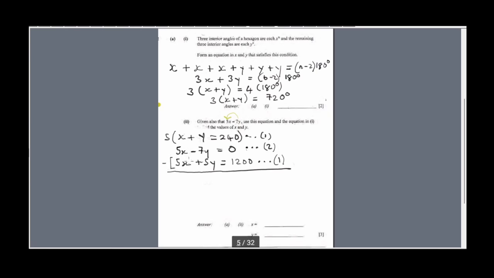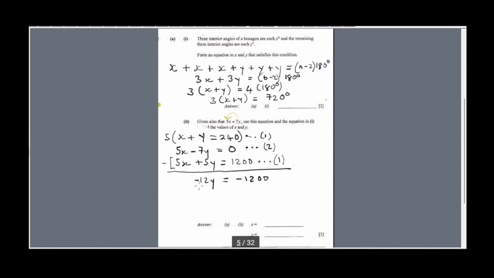So 5x minus 5x is 0. Minus 7y minus plus 5y, it's minus 7y minus 5y. 7, 8, 9, 10, 11, 12. That means it's negative 12y. Negative 12y is equal to 0 minus 1200. It's going to be minus 1200. So some say 1200, some say 1200, whatever way you want to call it.